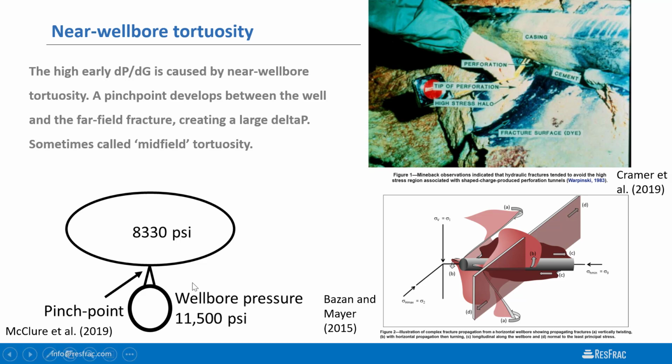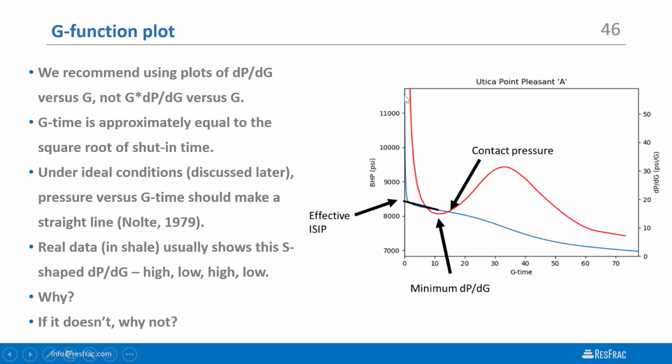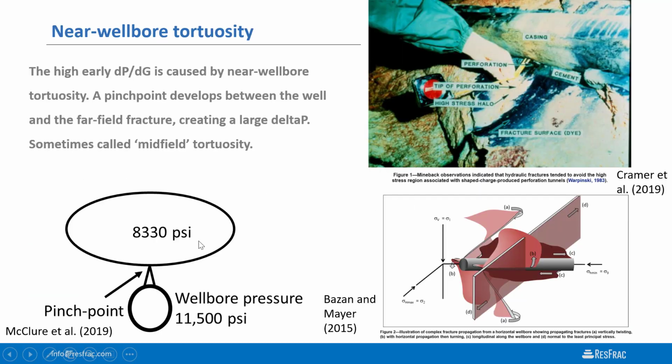Fractures don't like rotating through solid rock. Here are some nice illustrations from a couple of different papers discussing this topic, this Bazan and Meyer paper and this Kramer paper. Of course, Kramer is actually showing a picture from a Warpinski 1983 paper. People are discussing how this sort of pinch point can develop. In this data, the shut-in pressure is 11,500, but the interpretation is that the pressure in the fracture at shut-in is just 8,330. So there's a huge pressure difference between the fracture and the well, created by this pinch point, this tortuous fracture flow pathway.